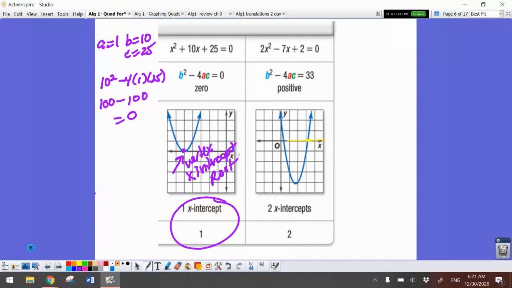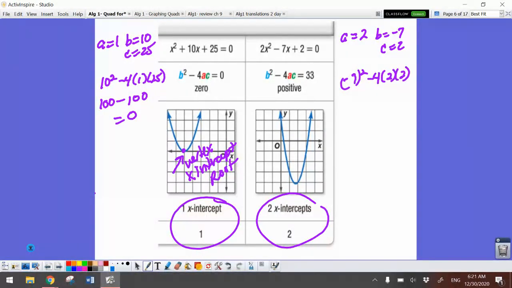Now there's one more type, and that's where it touches twice, and that's the one that we've seen most often, where it gives us two answers. So in this problem, a is 2, b is negative 7, and c is 2. So negative 7 squared minus 4 times 2 times 2. Remember, negative times negative is a positive. Make sure and keep your parentheses.